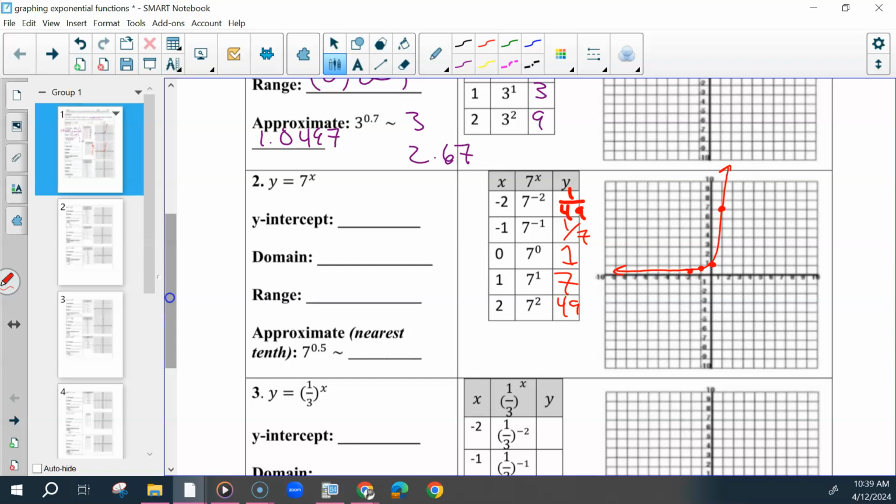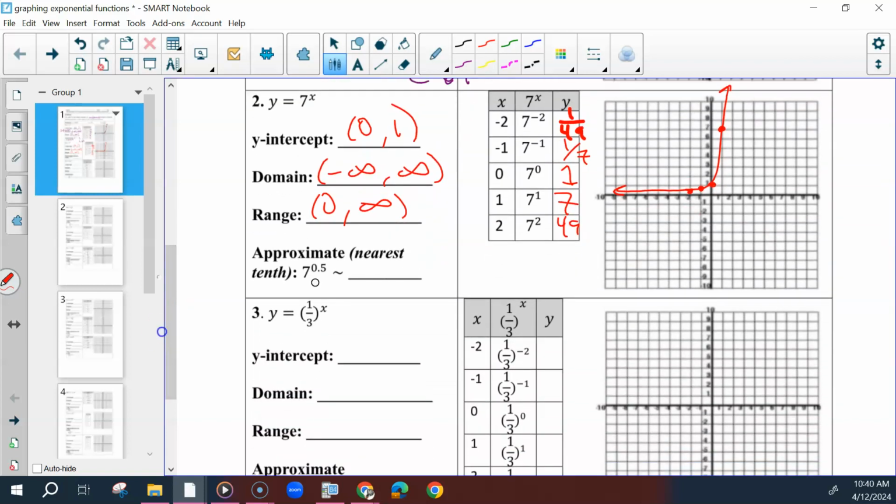So the y-intercept of this one, 0, 1, is the same. Domain, negative infinity to positive infinity, it hasn't changed. Our range, 0 to infinity. It's always going to be 0 to infinity? No. We're going to do some where that's not the case, but if we have just a whole number base, then it will be.